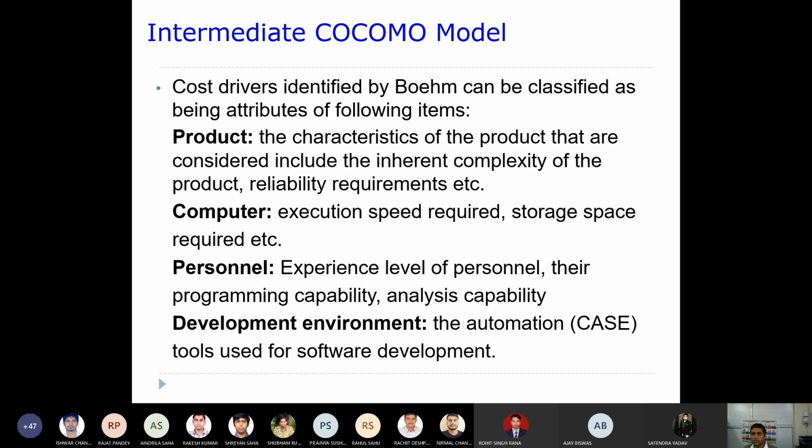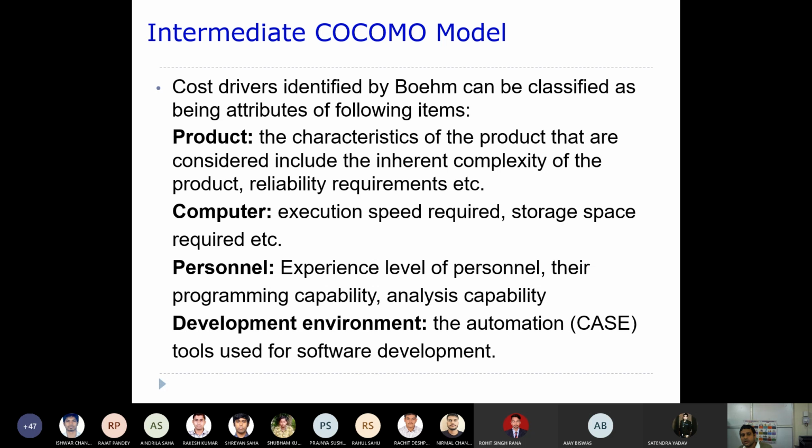So now the cost drivers identified by BOEM can be classified as attributes of the following items. One is the product. They include some of these characteristics by default, that means the reliability and how complex that particular product is. These are the inherent ones that we'll be considering as part of the product only.